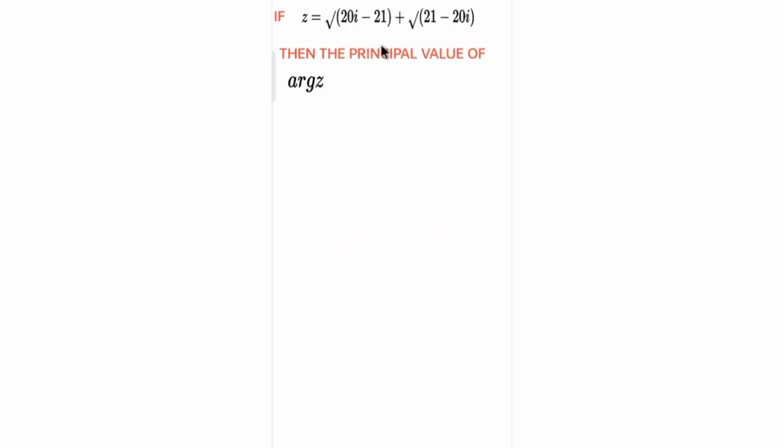So coming to the second question. Again, the z is of some format, so we need to simplify it first. So z is equal to root over 20i plus 21 plus root over 21 minus 20i. So this is what is given to us. First of all, let us simplify this, because it's a square root term. So we shall try to find a term which doesn't consist of a square root.